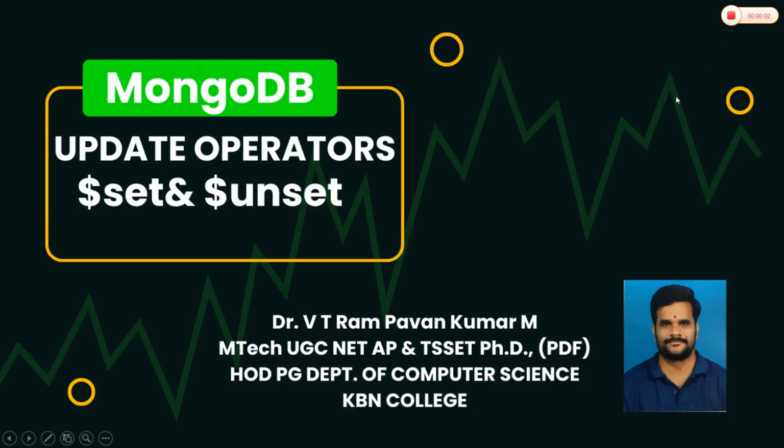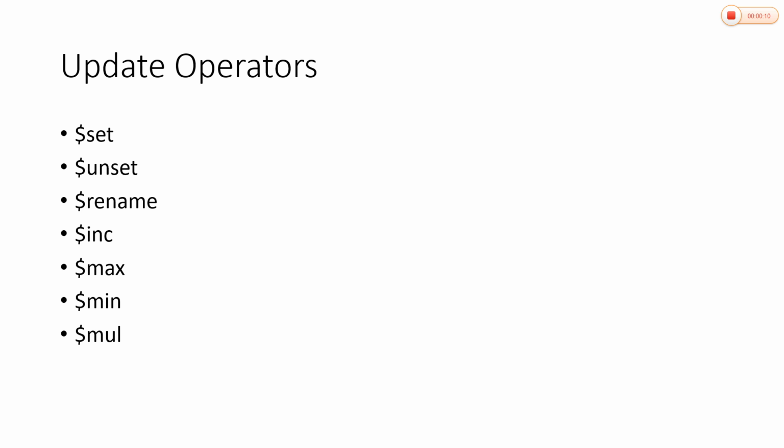Hi. So in this session, we are going to learn update operators in MongoDB. MongoDB provides almost 7 update operators, which includes $set, $unset, $rename, $increment, maximum, minimum, as well as multiplication. In this session, we learn the first two operators, that is $set and $unset.